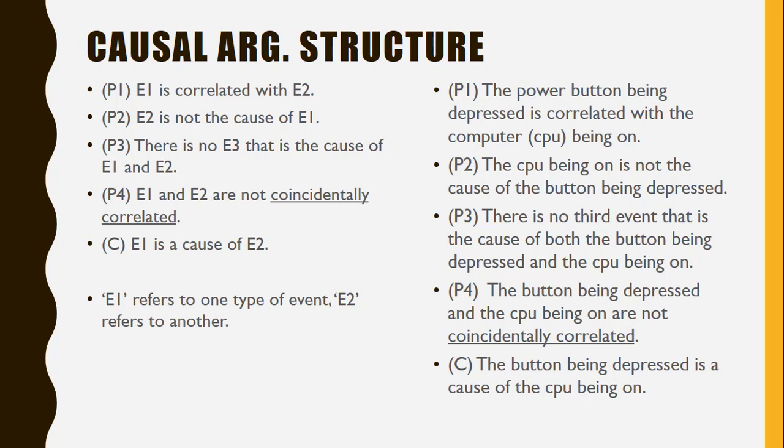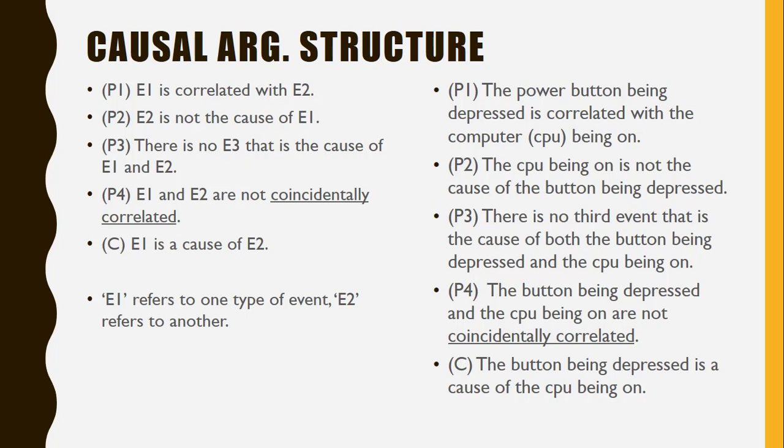The fourth premise, the button being depressed and the CPU being on are not coincidentally correlated. It's not merely a coincidence. Right? That's what the fourth premise is trying to establish. And perhaps some evidence given for this fourth premise might be an appeal to experts. Computer experts say that you need to depress the power button in order to turn your desktop computer on. And that itself shows that this correlation is not coincidental.